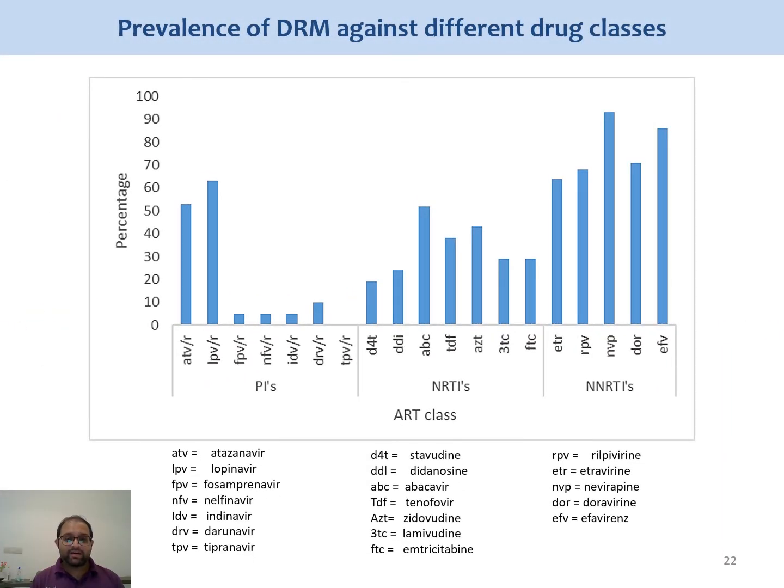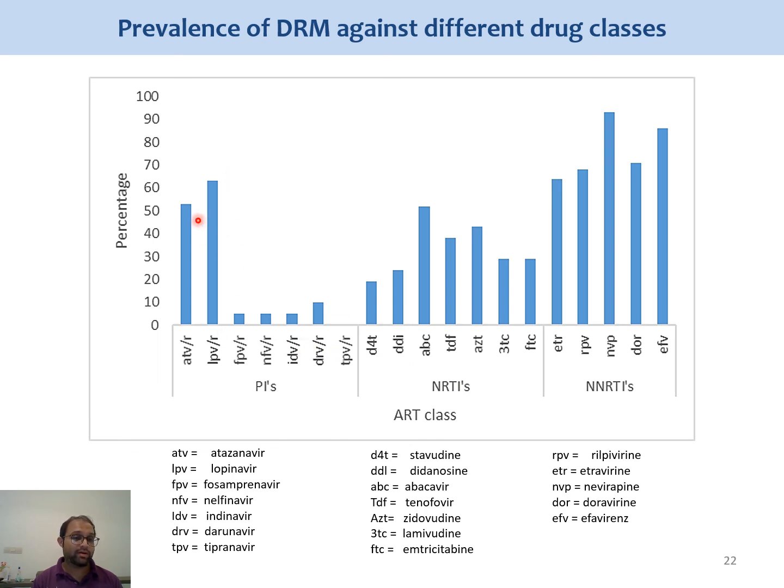So this is just a recap slide based on the effect of mutations on different classes of drugs. We have PIs, we have NRTIs, and we have NNRTIs, and this actually shows what kind of drug resistance mutations are affecting what classes of drugs. So you see that most of the mutations that we observe in our patients, or Pakistani people living with HIV, are mostly resistant so far against NRTIs and NNRTIs, but also a few of the protease inhibitors.